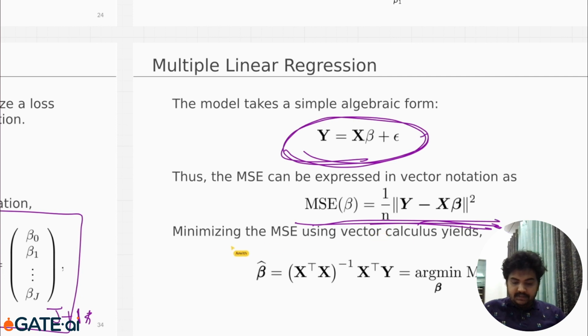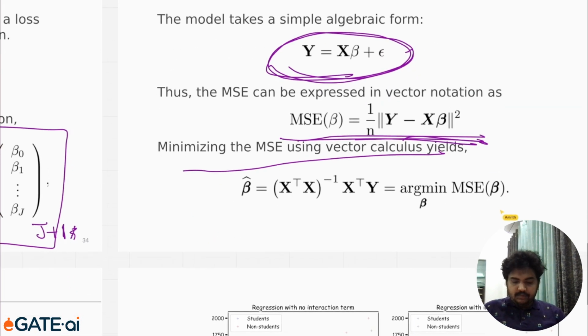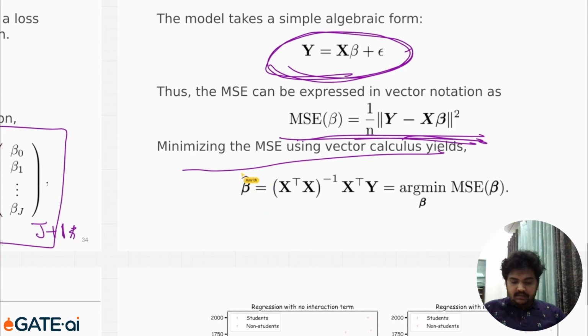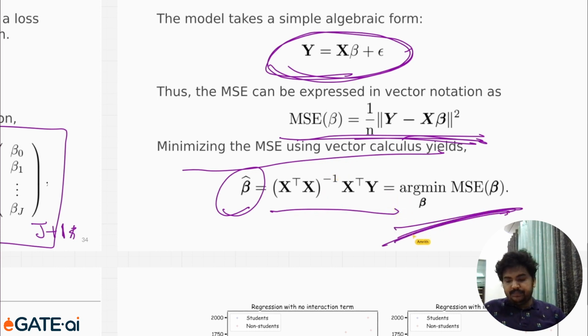Now if we minimize it using vector calculus, we can see that the vector for all the betas can be represented as (X transpose X) inverse X transpose y, which leads to the argmin of beta, or the MSE of beta.